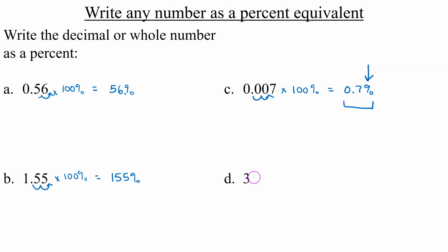Final example, we have the number 3. We're going to multiply by 100%. Now we know we're moving our decimal 2 to the right. If you ever don't see a decimal in a number, it's just at the very end. So we're going to move it 1, 2, which means 3 is 300%.